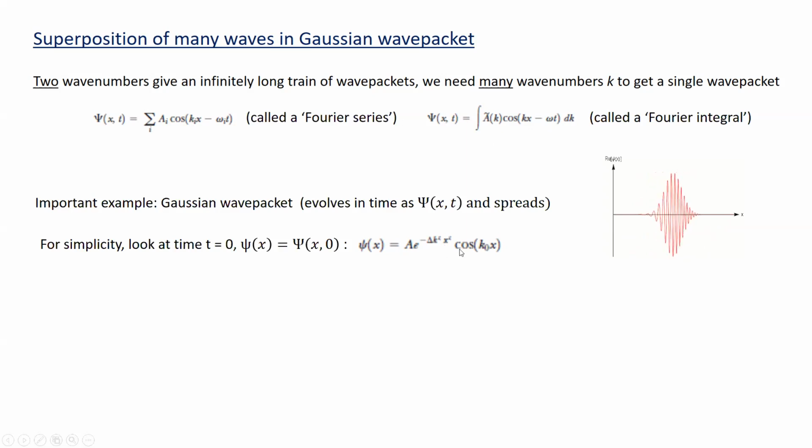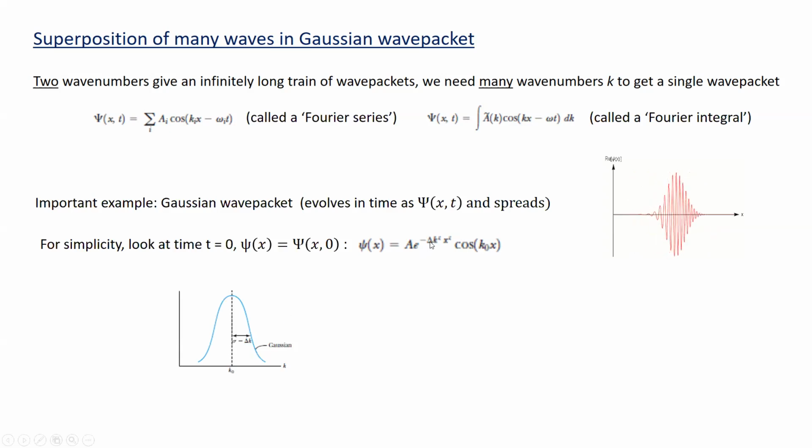It would be a Fourier integral because it's a continuous function of a Gaussian, which is e to the minus x squared with a certain width, times cosine of a dominant wave number k0 times x. So let's take a look graphically at what that looks like. The Gaussian here has a width delta k.